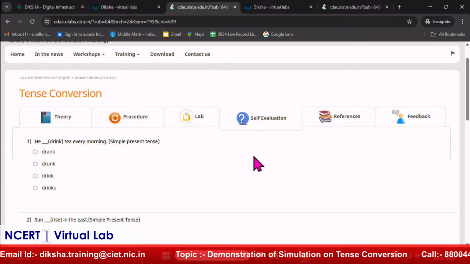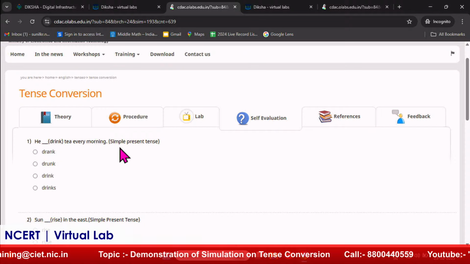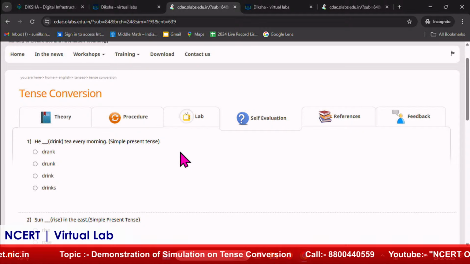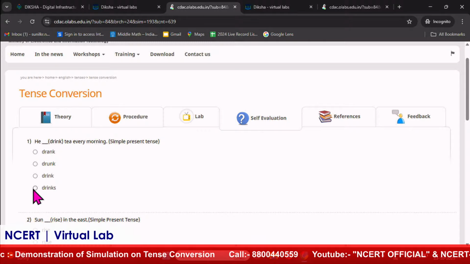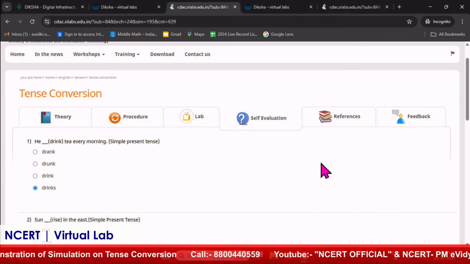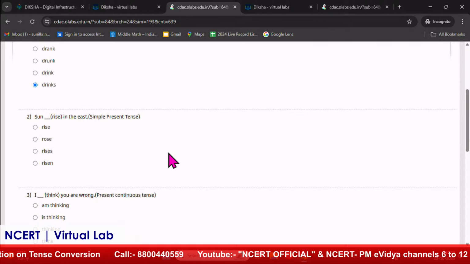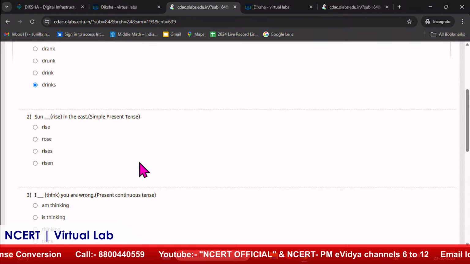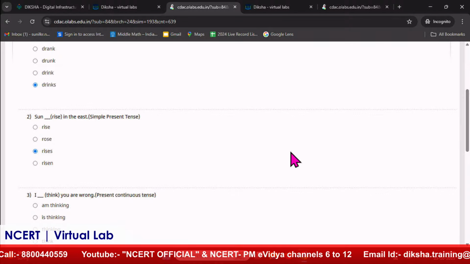Let's look at that. So there's a form of the verb given over here, and we have to convert it according to the instructions given. He drink tea every morning, simple present tense. So subject verb agreement: he drinks tea every morning. The sun dash in the east: rise, rose, rises, risen. What do you think? Rises. The sun rises in the east.